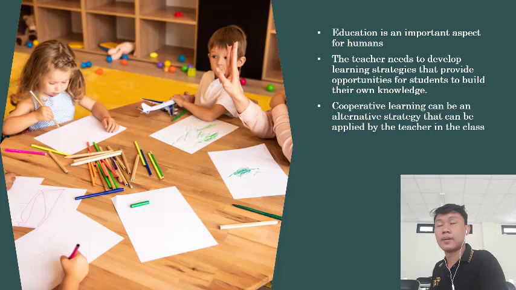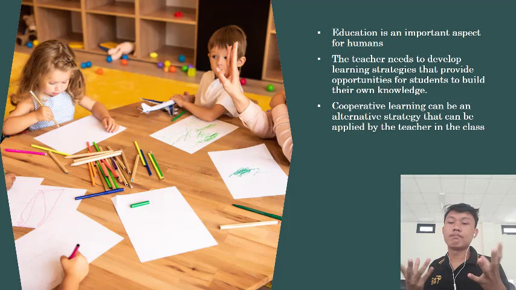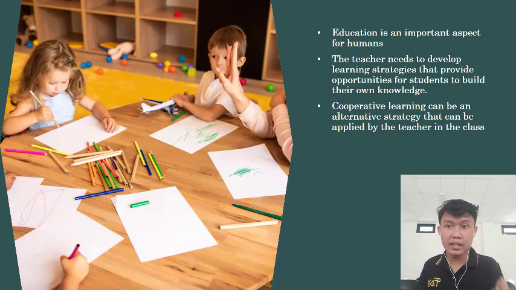learning process. So in this case, the teacher needs to develop learning strategies that provide opportunities for students to build their own knowledge. According to constructivism, there are 2 factors that influence student learning success. The first one is the internal factors: motivation, student abilities, and interests, while the external factors are the environment and also the learning model.